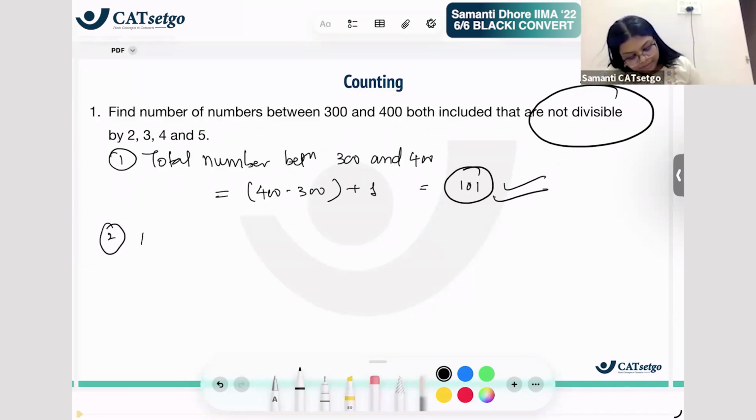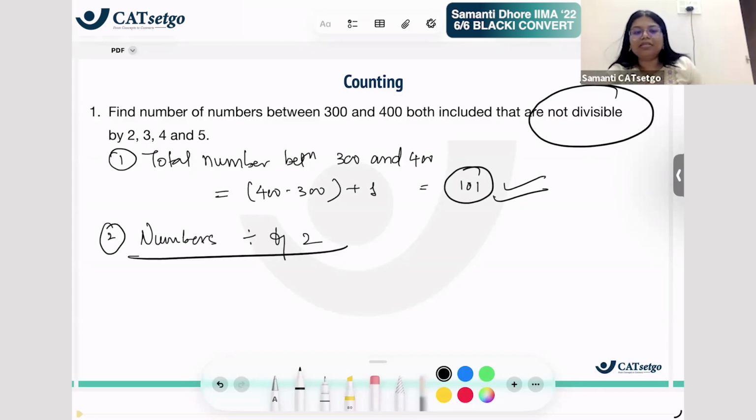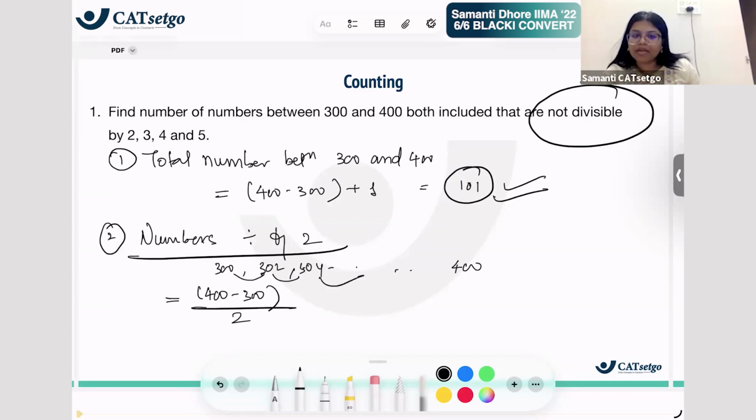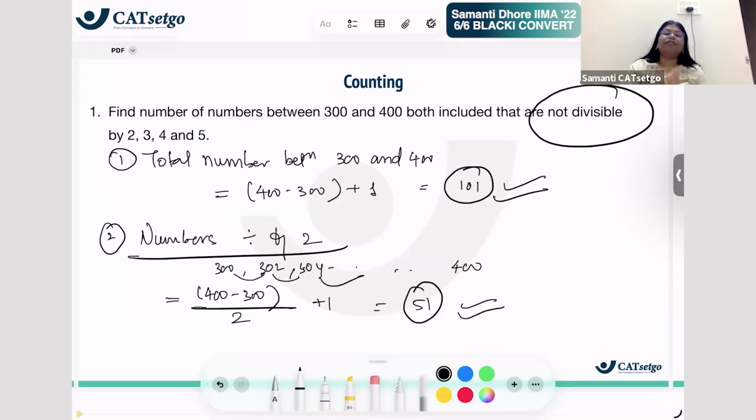Now out of these numbers, let us find numbers divisible by 2. अब numbers divisible by 2, literally half of these. All the numbers that are even will be divisible by 2. Right? कहाँ से start होता है? 300 से start, till 400. Right? So how are we going to count this? We are going to find the number of numbers. We are going to say, okay, boundaries divided by 2 because there's a 2 ka difference, right? Plus 1. This is giving me 51. So the numbers that are divisible by 2 are 51 numbers.